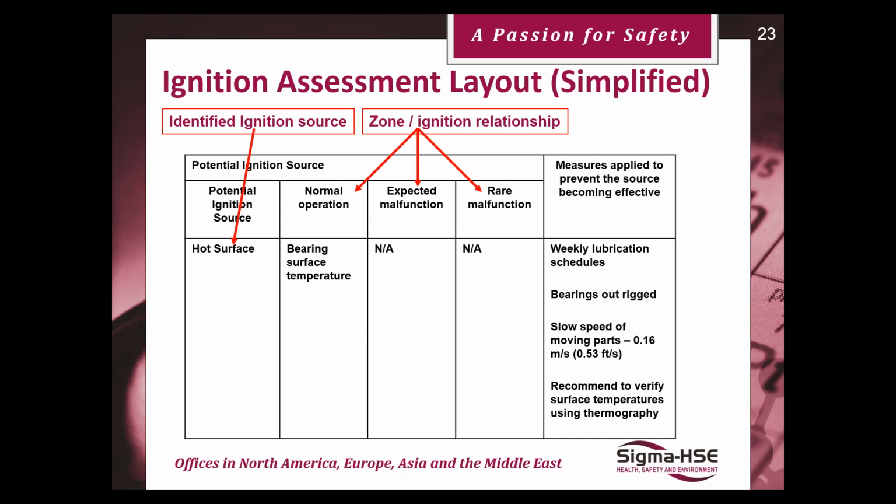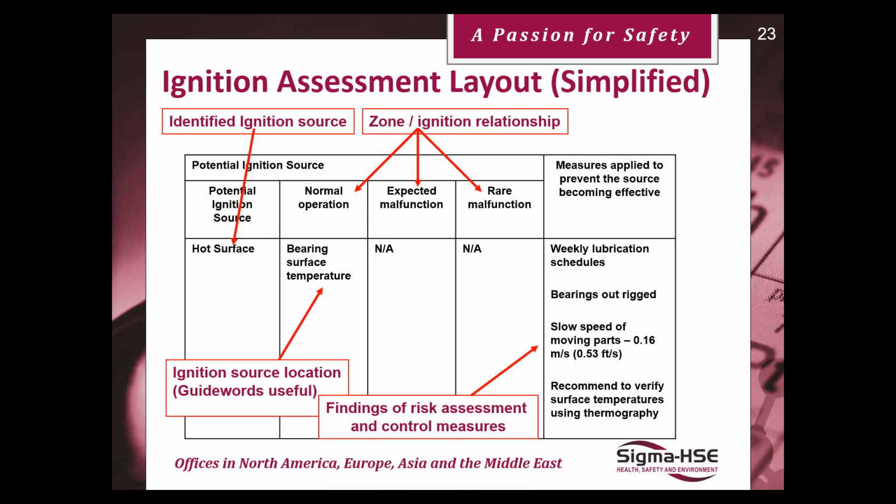So identify ignition source, find out the ignition relationship. So the normal operation, expected malfunction, and rare malfunction. This is a function of the zone classification that it is. This is scenarios. You typically put your scenarios in there. And there's the findings.